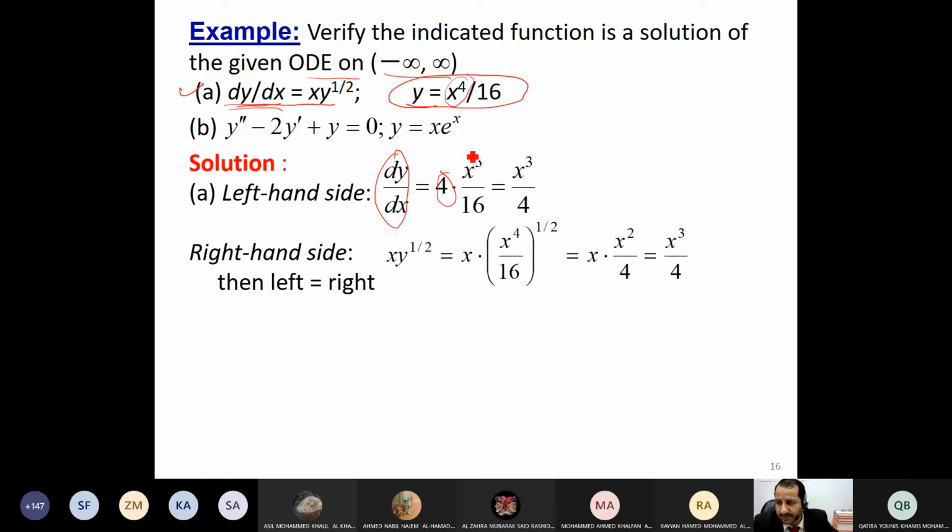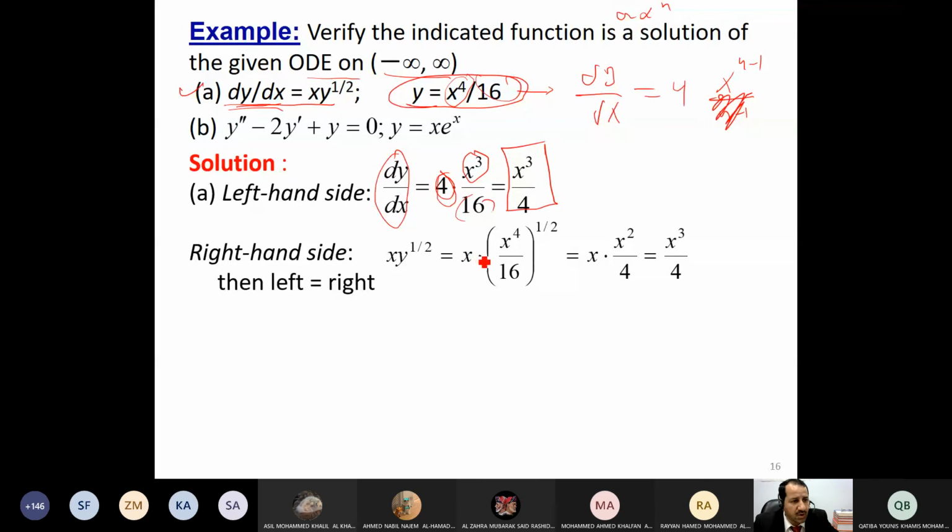This is y. When I differentiate this one, right hand side, sorry, when I differentiate y here, it will be dy over dx equals 4, because you remember a x to power n, gives 4x to power 4 minus 1. This is differentiation. What does it give me? X to power 3 times 4, with 16 in the denominator. Now this is what I got.